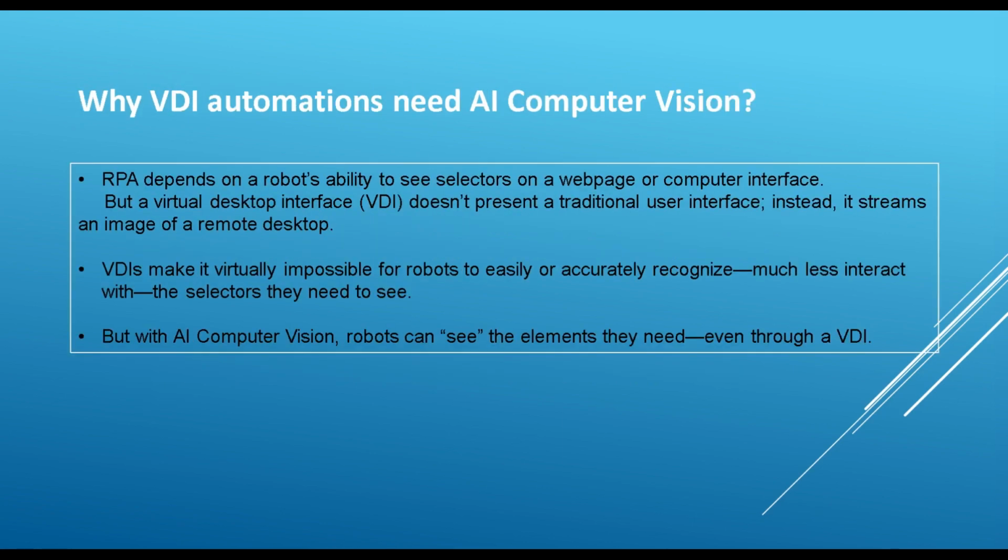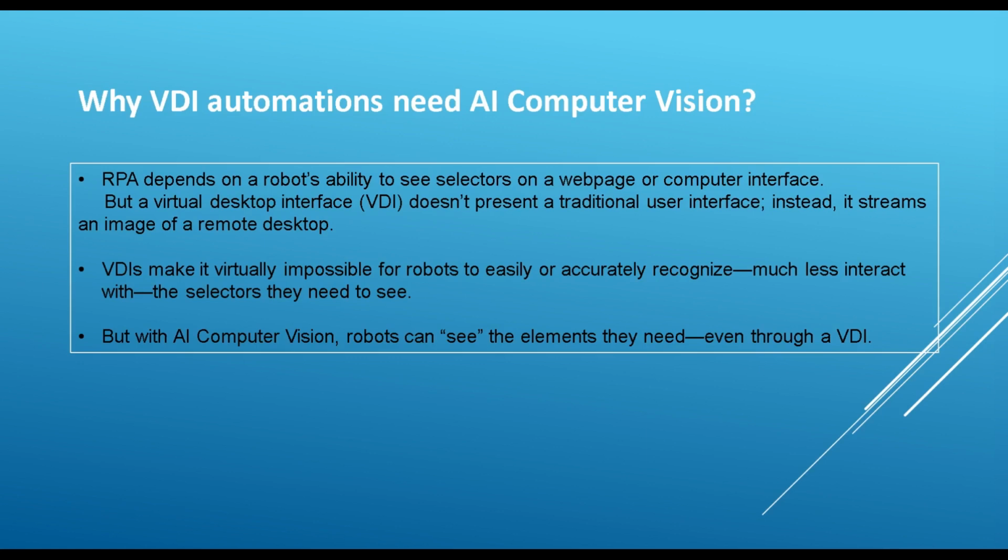Why does VDI automation need AI computer vision? RPA depends on robots' ability to see selectors on a web page or computer interface, but a virtual desktop interface doesn't present a traditional user interface. Instead, it streams an image of a remote desktop. So we already talked about it. VDIs are just providing only the image of a remote desktop, so it's very difficult for a robot to identify the selectors on that particular application. That's why for VDI automation, UiPath has introduced this AI computer vision.